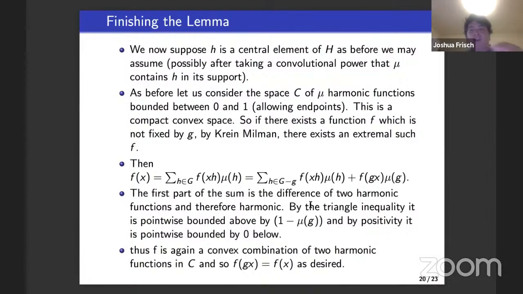Basically, the exact same argument works. If you understand the abelian case, you just run it through, and it's going to work in the case where you have a central element. The only difficulty is that the thing that's immediately obviously harmonic, you now notice is harmonic because it's a difference between two harmonic functions, and harmonicity is stable under linear combinations.